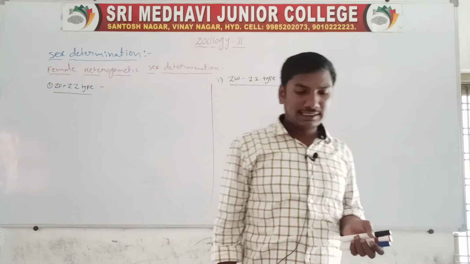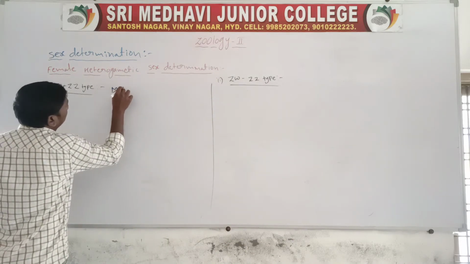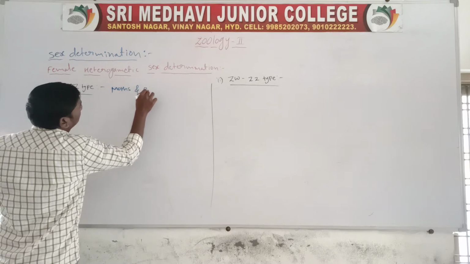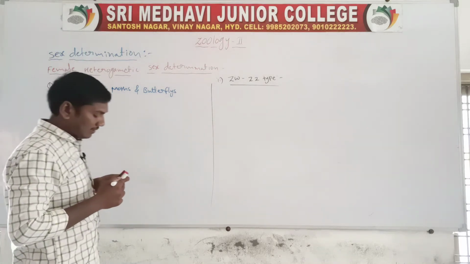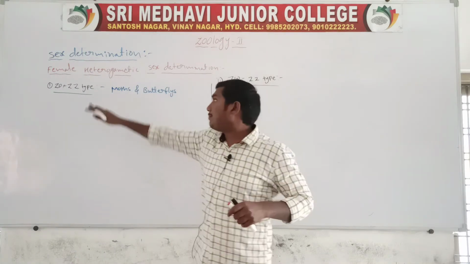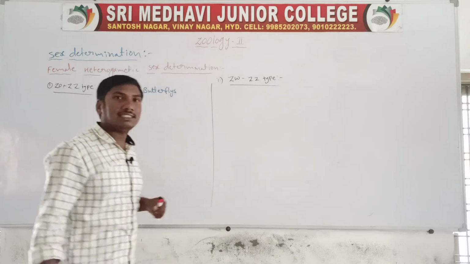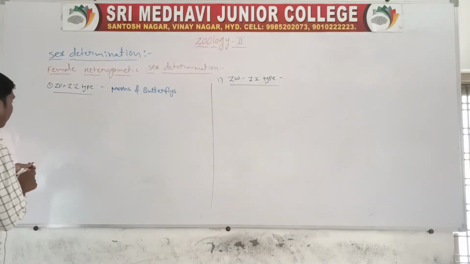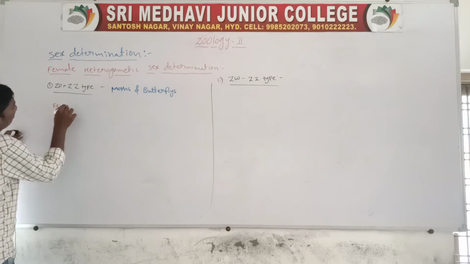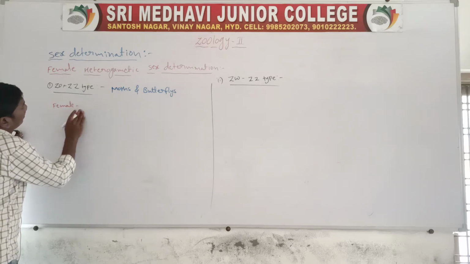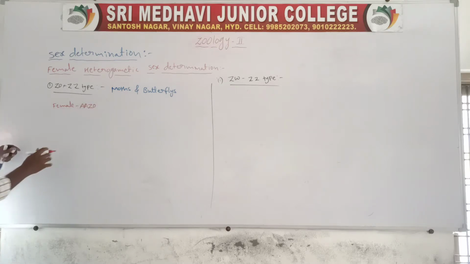First, the Z0 ZZ type. Examples are moths and some butterflies. In these organisms, the sex determination type is Z0 ZZ. In this type, the female is genetically AA Z0.